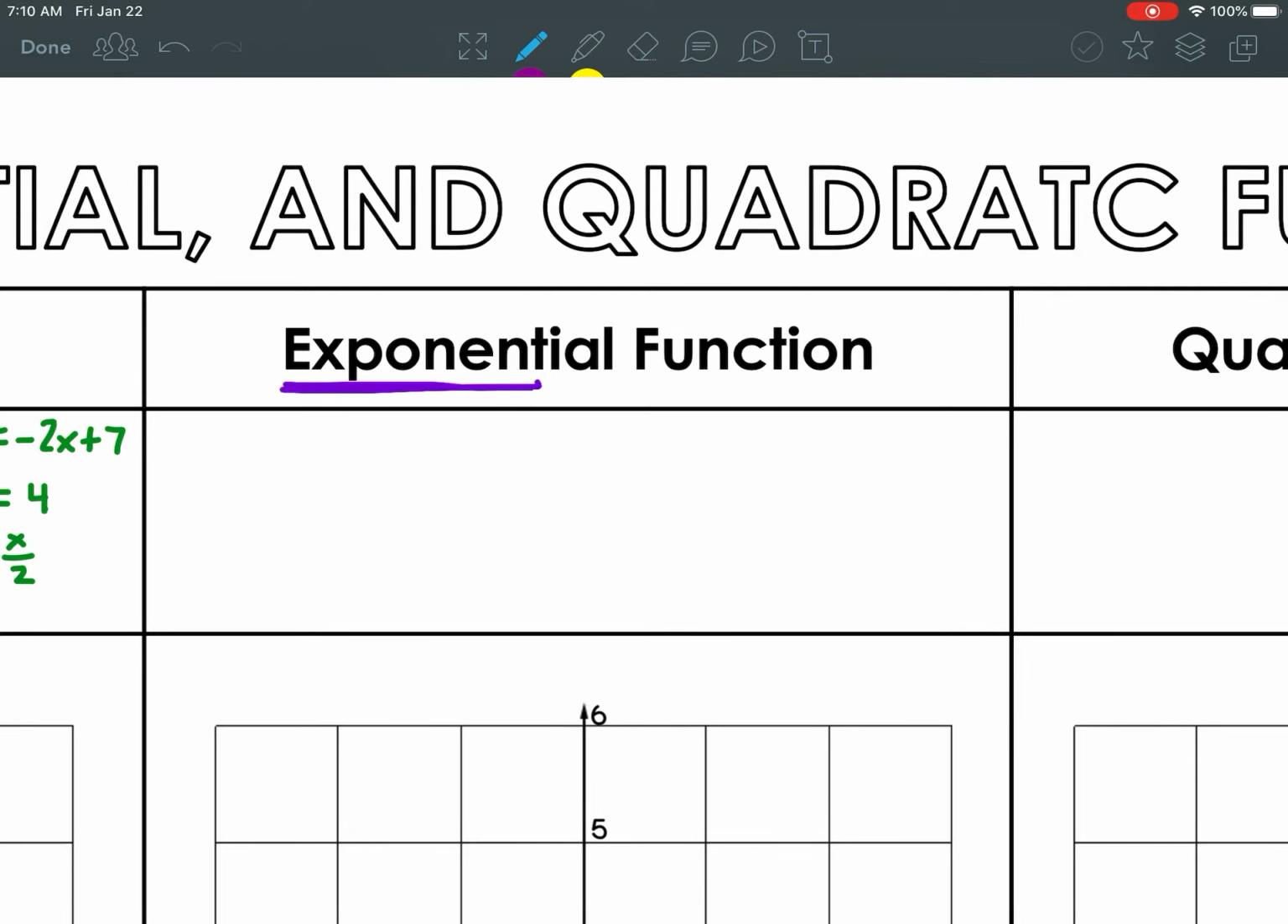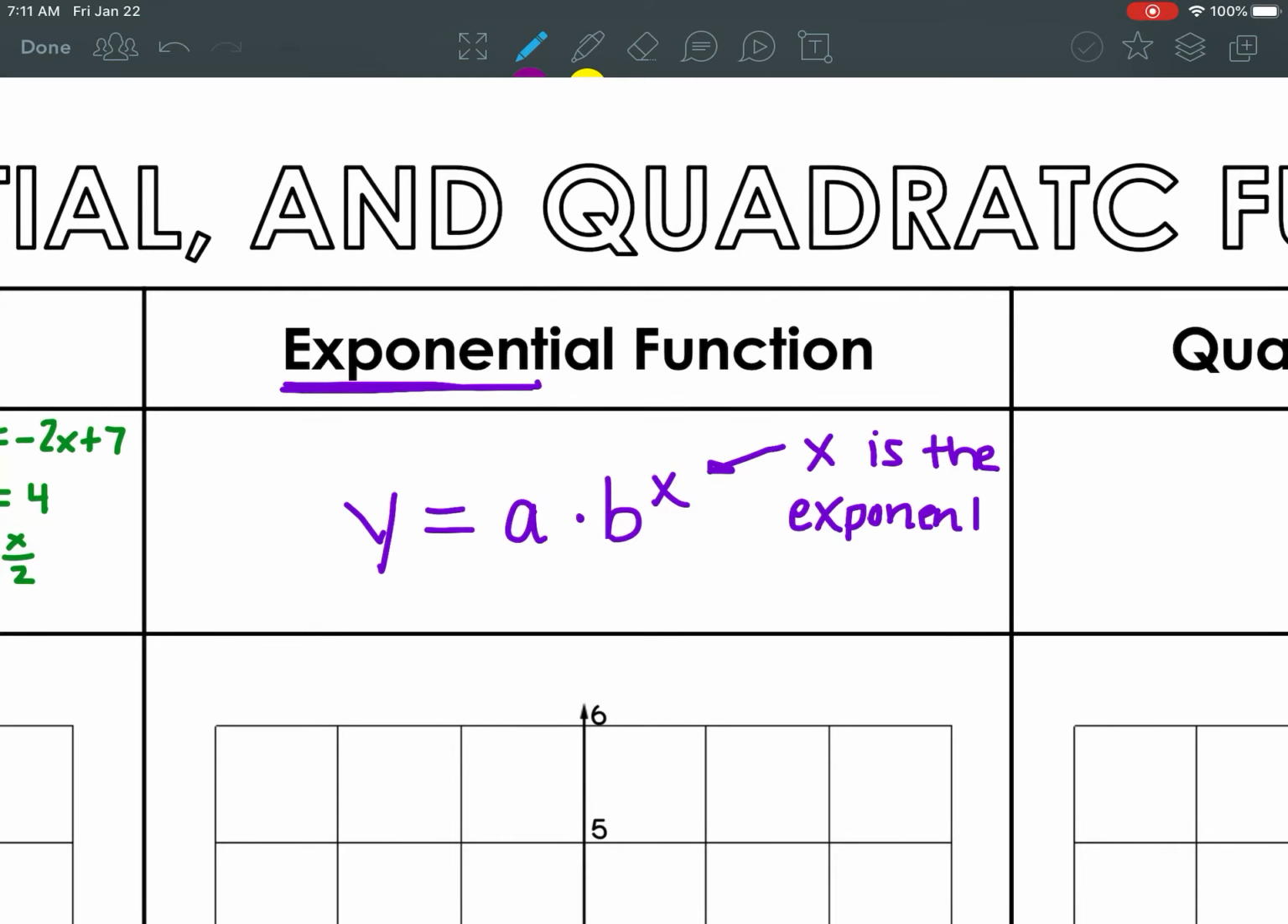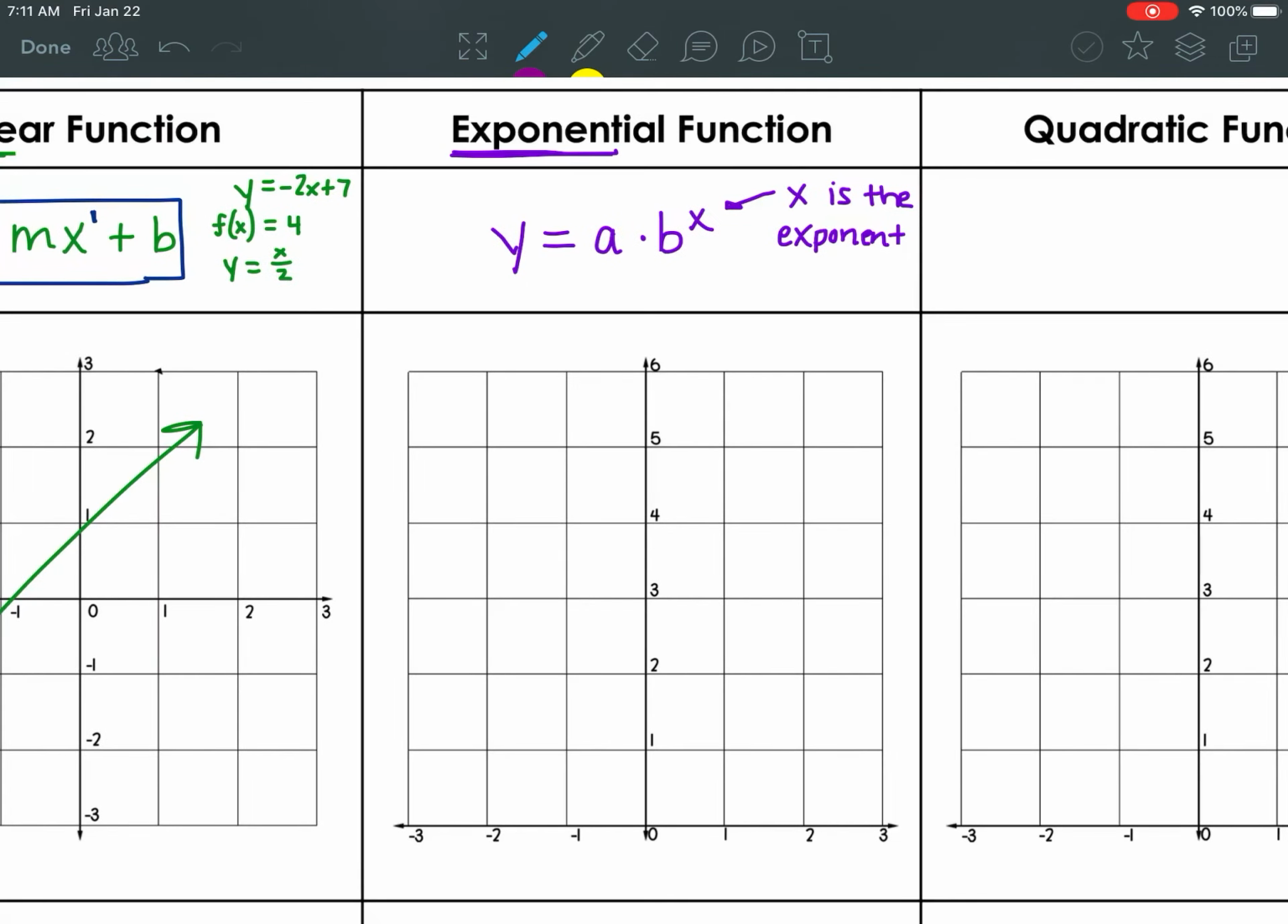An exponential function. So exponential, think exponent. We want the variable x to be an exponent. So the form for that equation is y equals a times b to the x power. So like I said, we're looking for the x as the exponent in the equation. So again, you're going to see it in a bunch of different ways, but that's specifically what we're looking for. On the graph, you will see this as a curve.